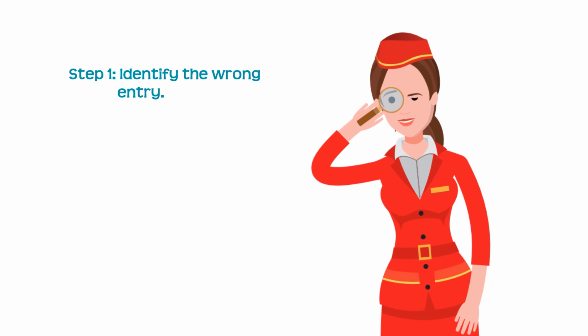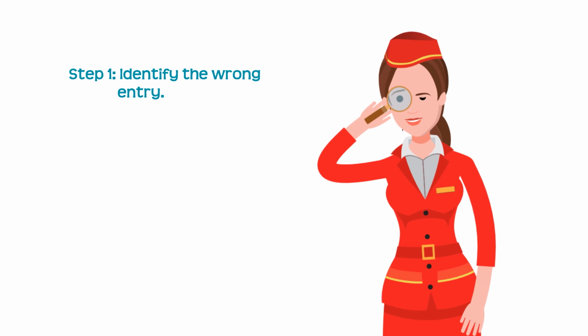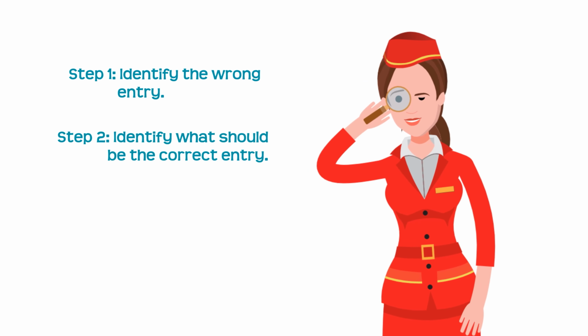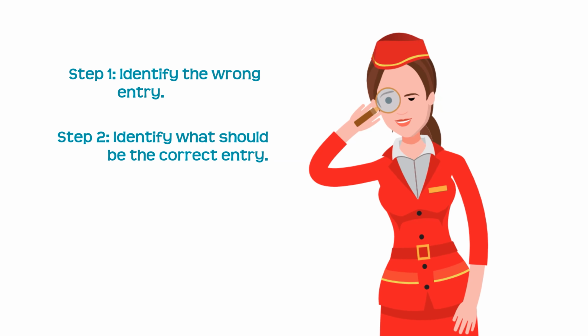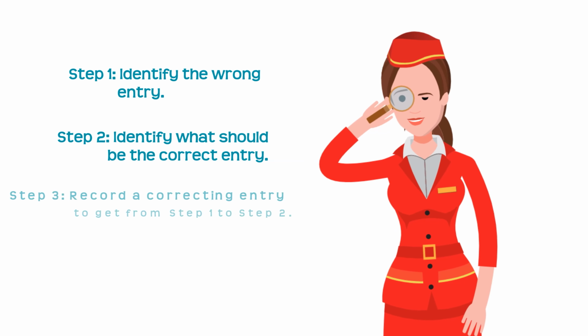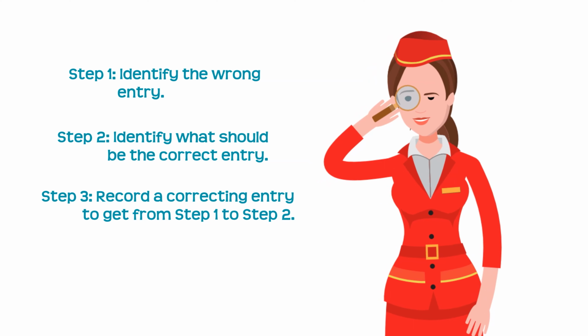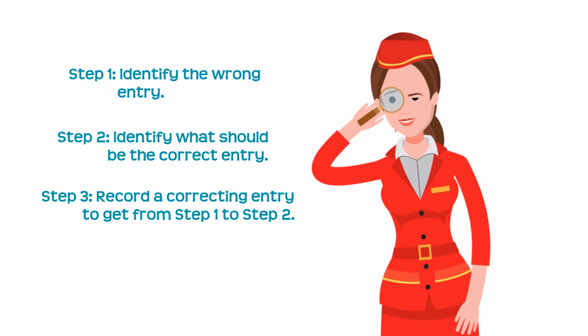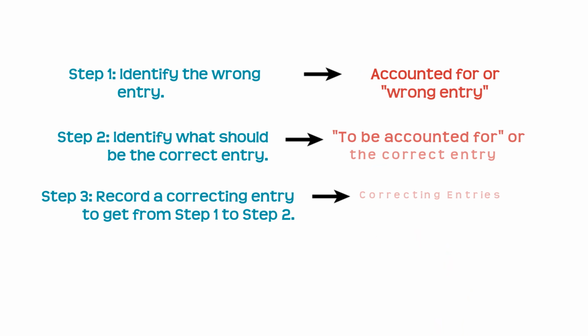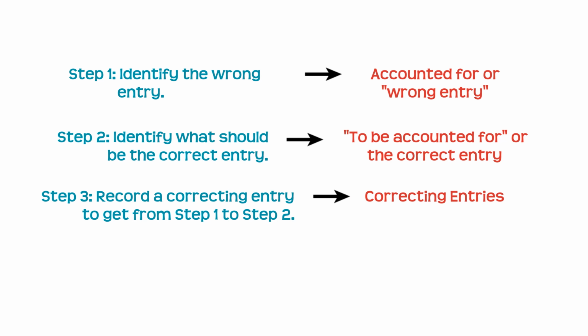Step 1. Identify the wrong entry. Step 2. Identify what should be the correct entry. And Step 3. Record a correcting entry to get from Step 1 to Step 2. These steps are helpful in analyzing the transaction and will guide you in crafting the adjusting journal entry.